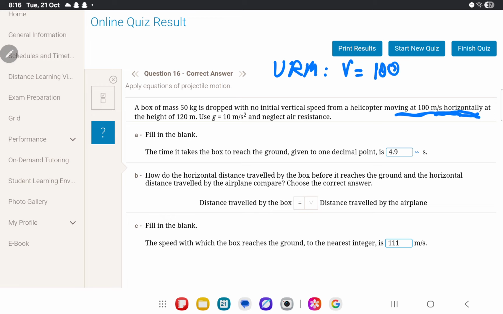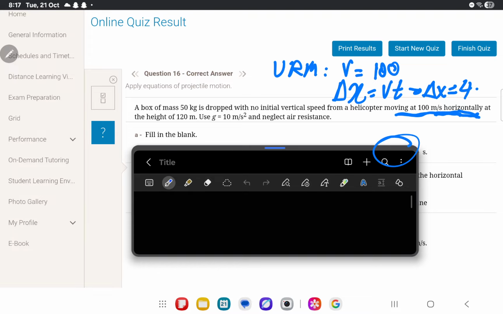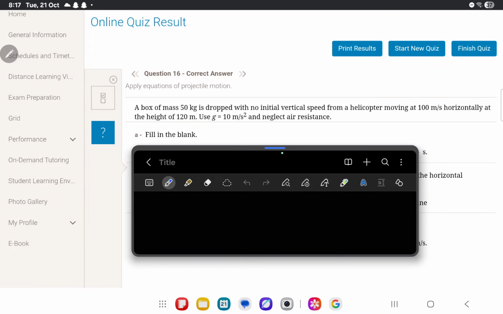Now, delta X is going to equal VT. So delta X in this time interval, 4.9 seconds, is going to be 100 times 4.9. 100 times 4.9 is 490 meters. So the plane traveled 490 meters.